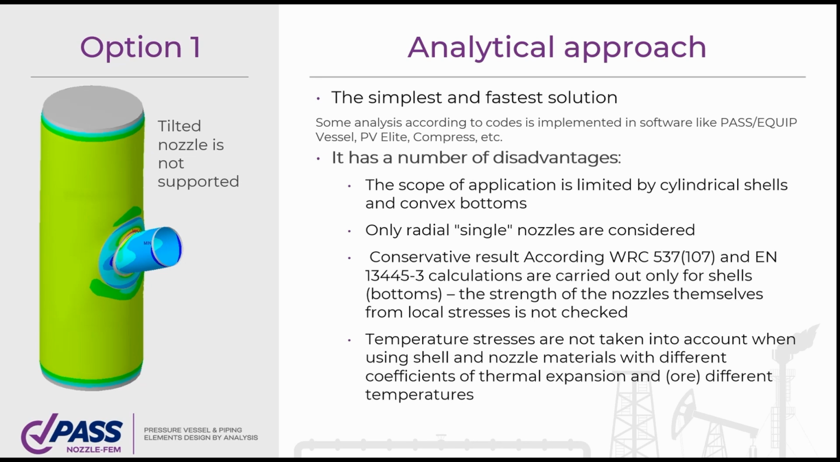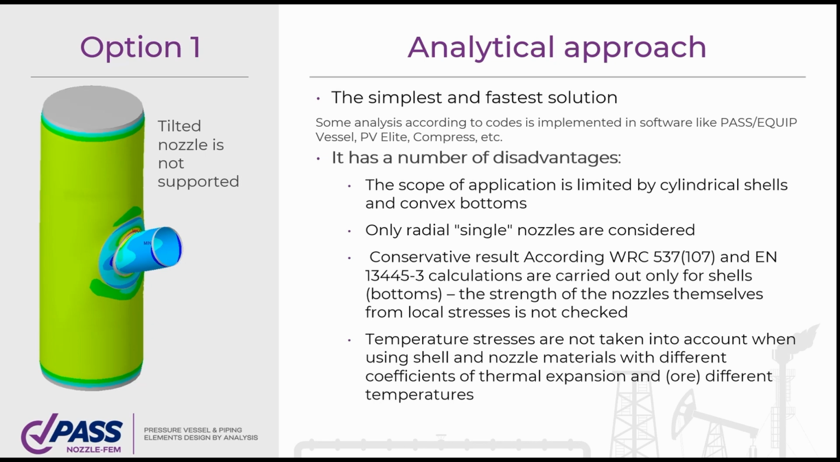Analytical approach. The main advantage of the analytical approach is the simplest and fastest solution. But it has a number of significant disadvantages, such as the scope of application mainly is limited by cylindrical shells and convex heads. Only radial and so-called single nozzles are considered. Oblique nozzles are not available. Single means that the distance between adjacent nozzles should not be less than the root of diameter multiplied by the thickness. The analytical approach gives us conservative results.